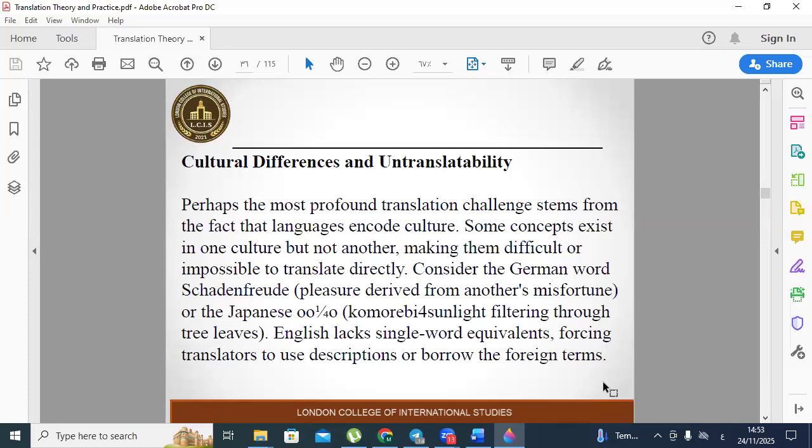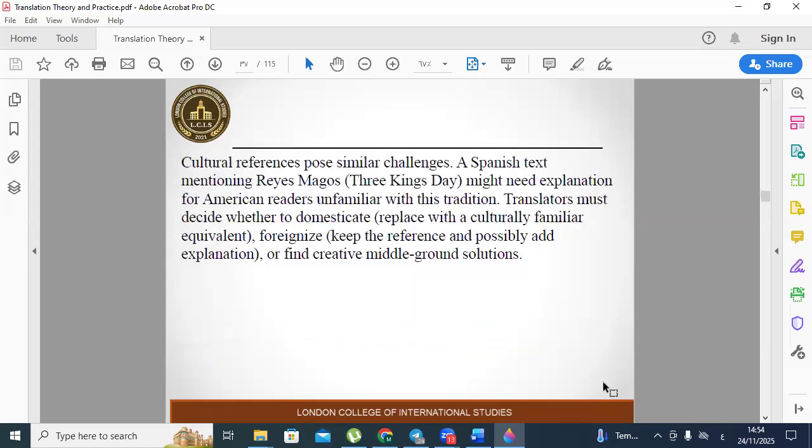Consider the German word Schadenfreude, a pleasure derived from another's misfortune, or the Japanese komorebi, sunlight filtering through tree leaves. English lacks single-word equivalents, forcing translators to use descriptions or borrow the foreign terms.